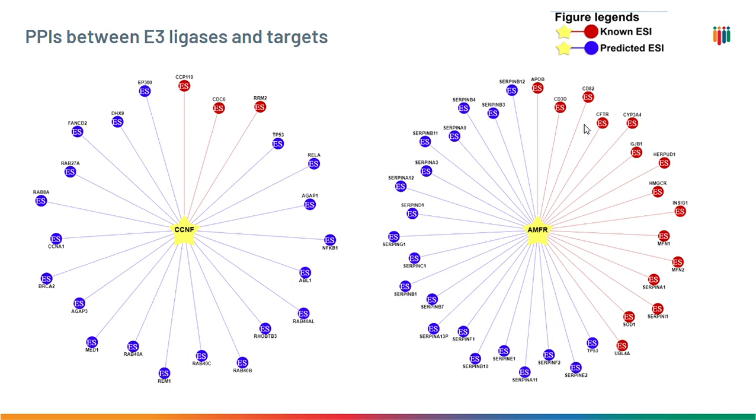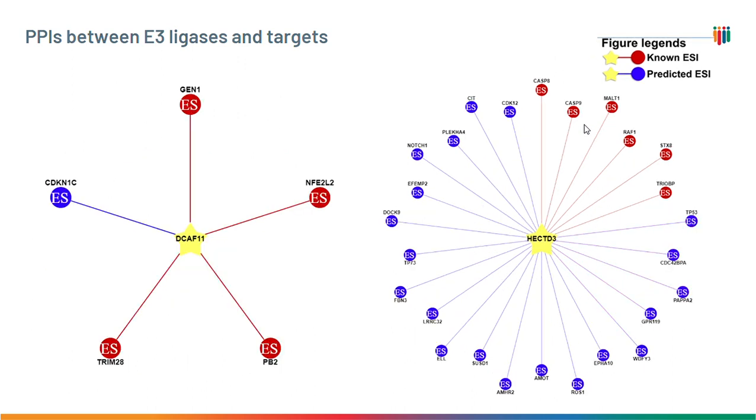Now we look for one more important thing, which is specificity. In this example, on the left-hand side, I have an E3 ligase. We look at its protein-protein interactions. What we found is that this particular E3 ligase has, let's say, four known substrates and one predicted substrate. So you can see this E3 ligase shows interaction with only a few substrate molecules.